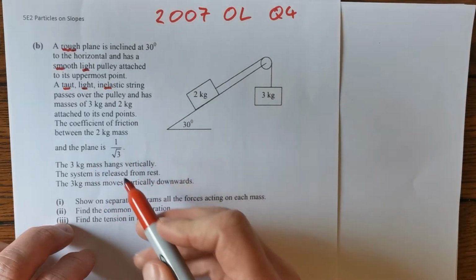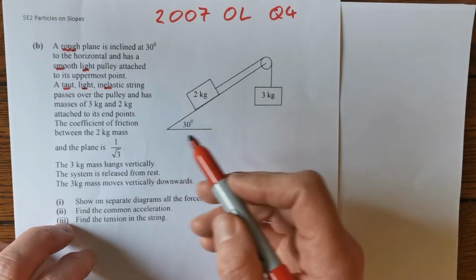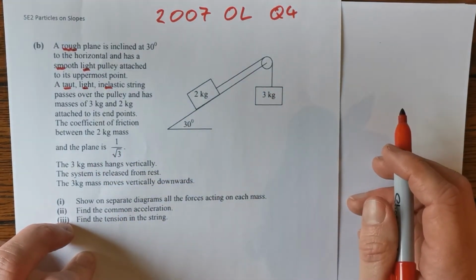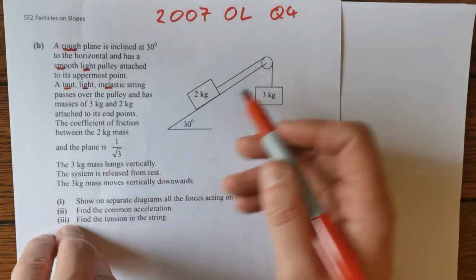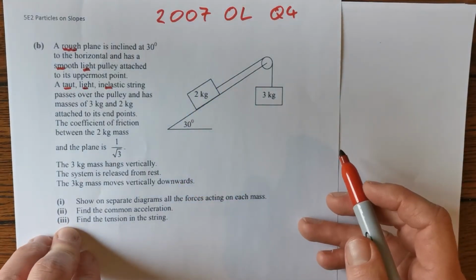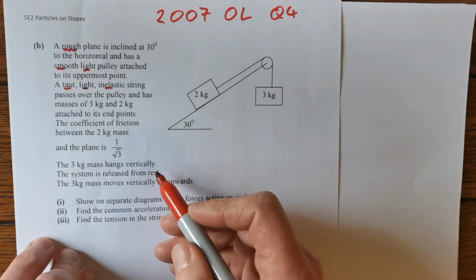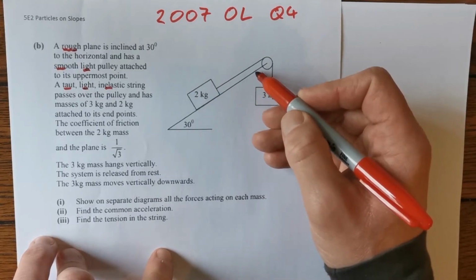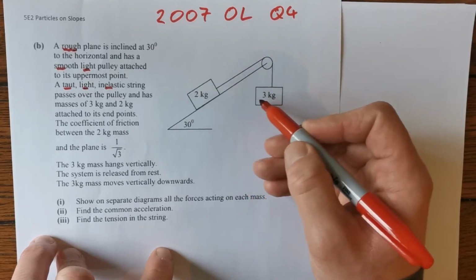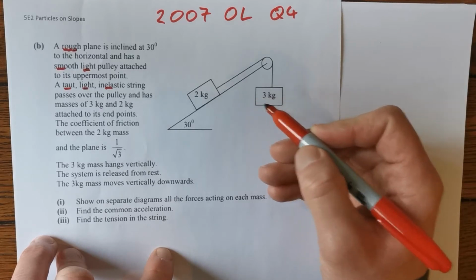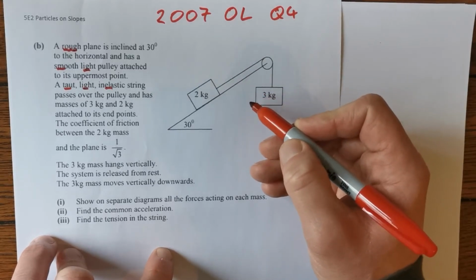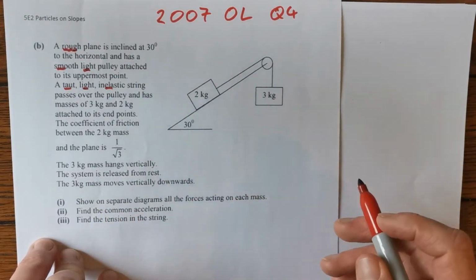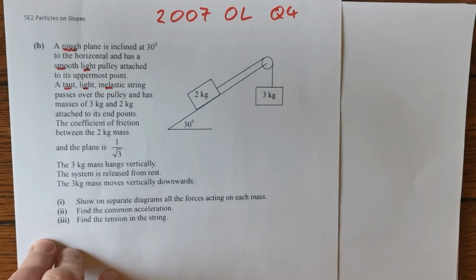The coefficient of friction between the 2 kilogram mass and the plane is 1 over root 3. So we have friction because the plane is rough. That's the coefficient of friction, determined by the kind of materials that the plane and the mass are made out of. And the 3 kilogram mass hangs vertically. It's not in contact with anything. A more difficult question would have maybe a vertical wall with which the 3 kilogram mass is in contact, and that would create other issues with friction. That might be a higher level question. The 3 kilogram mass moves vertically downwards. We'd nearly guessed that.